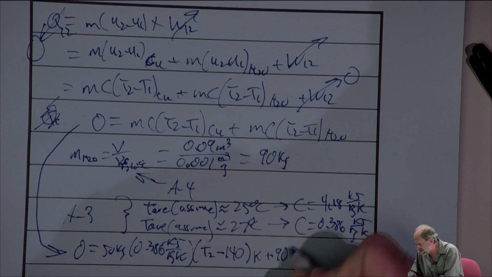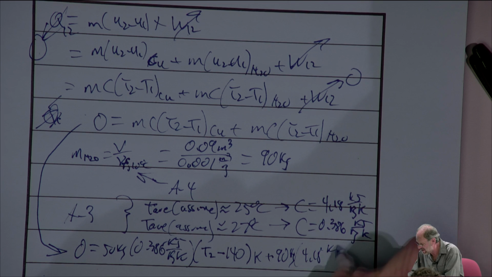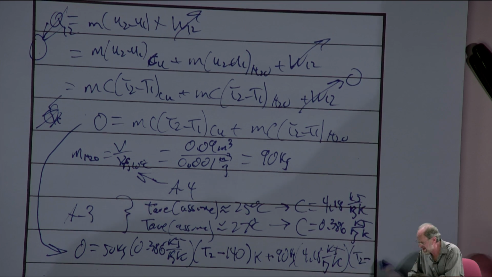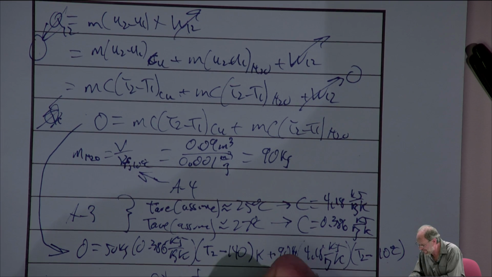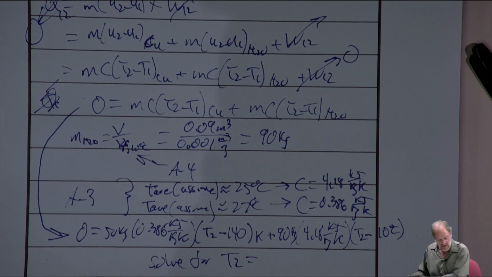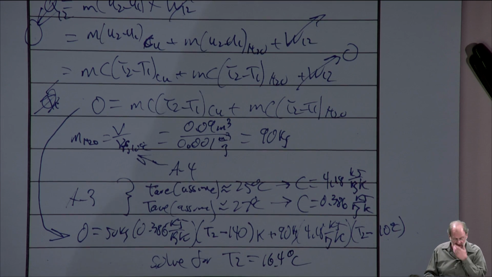So we have 90 kilograms. We multiply that by 4.18 kilojoules per kilogram per Kelvin, and then T2 minus T1, and the temperature was 10 degrees Celsius initially. And we just simply solve for T2. We go through the math, and we actually end up with 16.4 degrees Celsius.